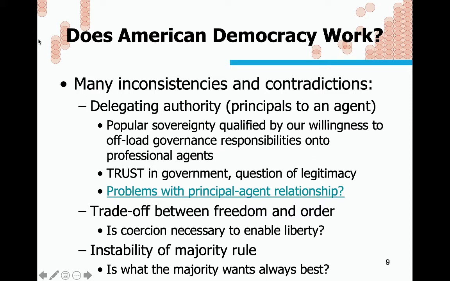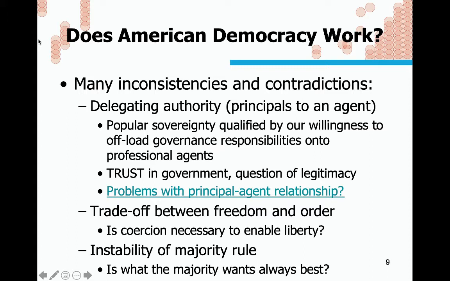But what we do in American democracy is we delegate authority, right? We are, as individuals, principals in this system, and we delegate our authority to an agent, which is an elected official, right? So popular sovereignty is qualified by a willingness to offload governance responsibilities onto professional agents. Those are politicians, like it or not. We would like to hope that there's some trust in government, and that trust in government generates what we call legitimacy. But it's safe to say that the United States, and I'll end on this note for this lecture, is very polarized, and depending on who's in power and what you think about them, your trust in government and the notion of legitimacy can fluctuate greatly, right?